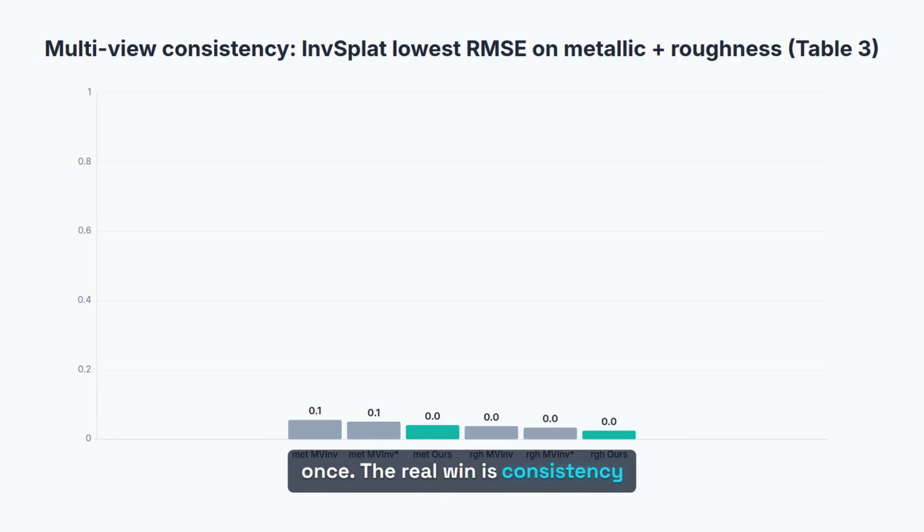The real win is consistency, on table 3. Reprojection error measures whether material predictions agree when you warp them between views. On metallic, InvSplat hits 0.041 versus 0.051 for the fine-tuned baseline and 0.056 for the original. On roughness, 0.025 versus 0.034 and 0.038, lowest in both. The explicit 3-dimensional representation is doing the work, because every view reads from the same Gaussians.